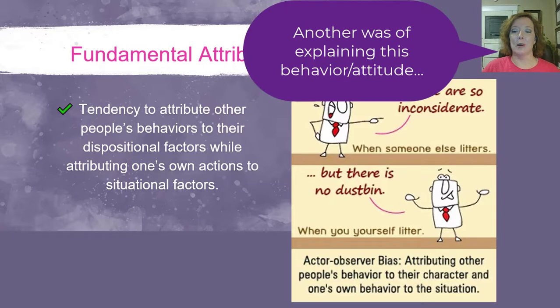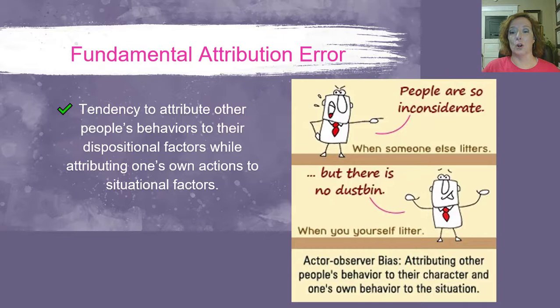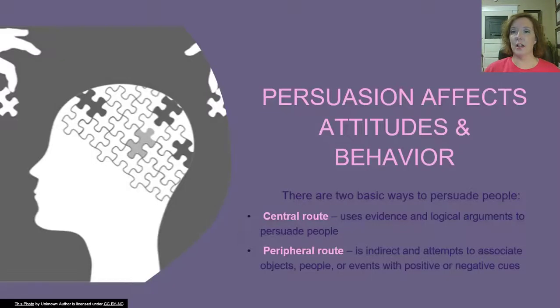The actor-observer bias, this is attributing other people's behaviors to their character as well as your own behavior to the situation. Okay, so let's move on to influence. This is kind of the second part of this video, and I want to talk to you about persuasion.